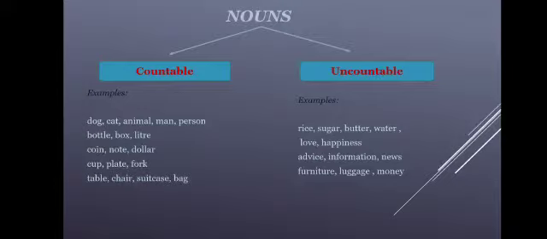For uncountable nouns, we have rice, sugar, butter, water, love, happiness, advice, information, news, furniture, luggage, money. Those nouns cannot be counted. Can I count rice? Can I say rice, 1 rice, 2 rices, 3 rices? Of course not. Can I say 1 advice, 2 advices? No. Can I say 1 information, 2 informations? Of course not. 1 happiness, 2 happinesses? No.